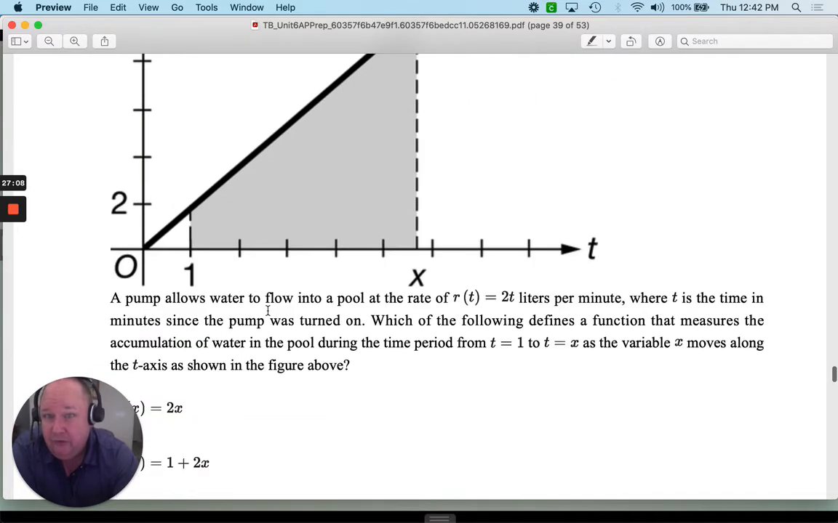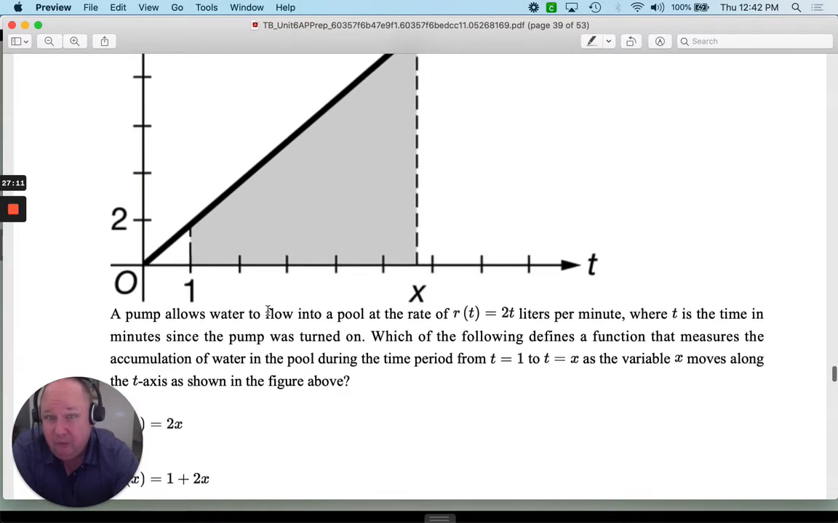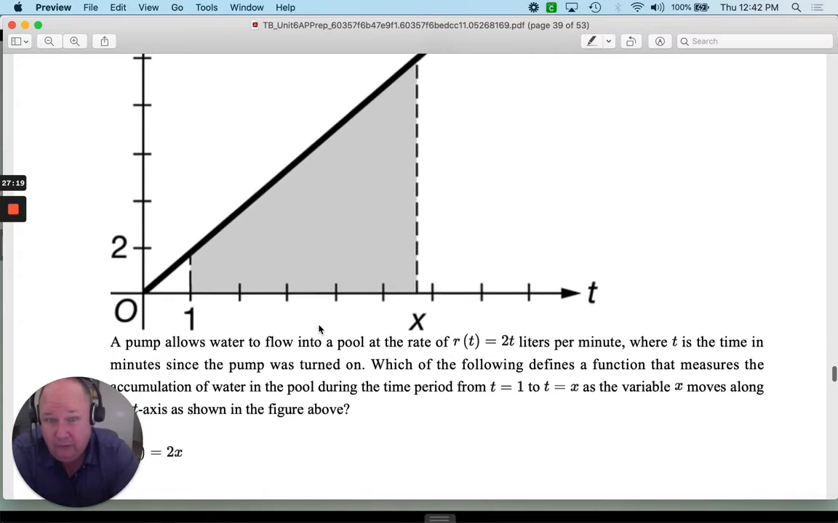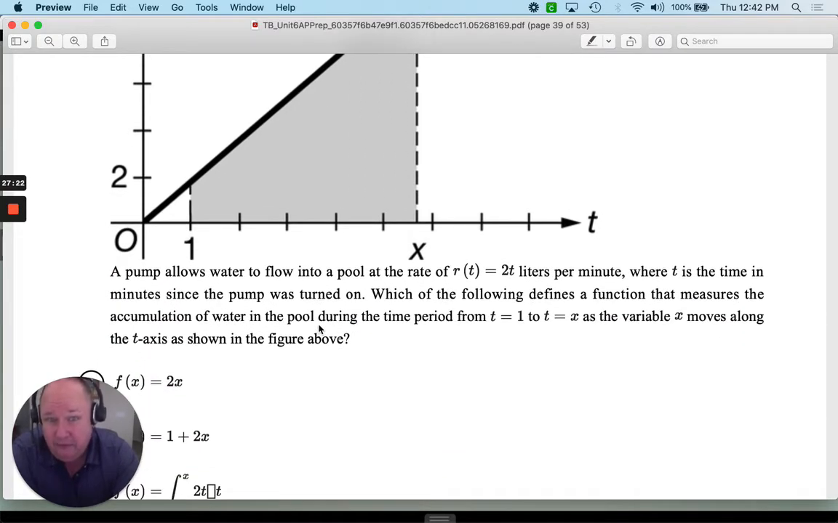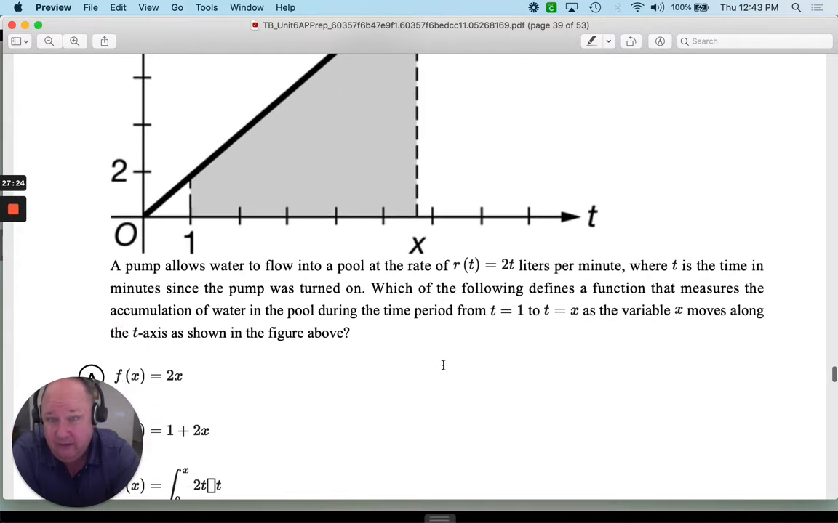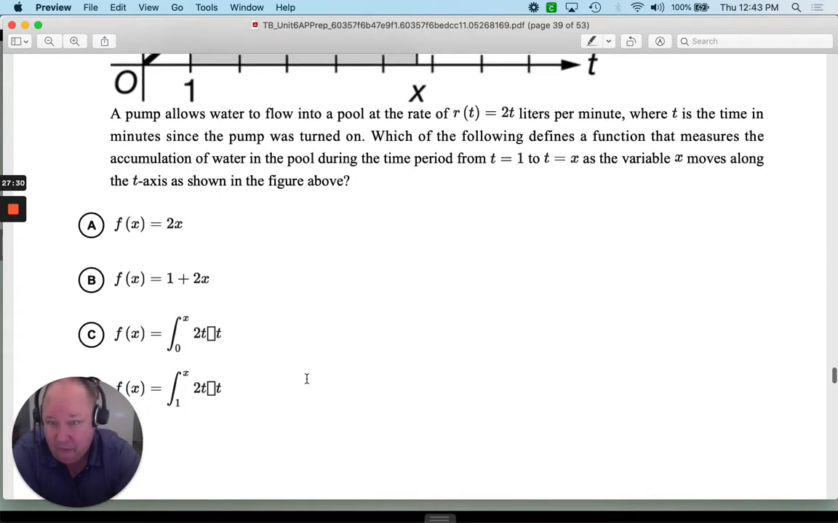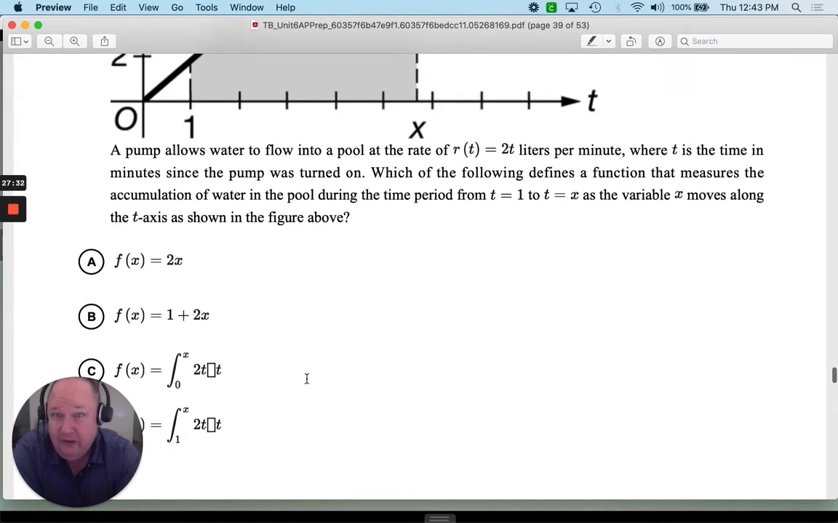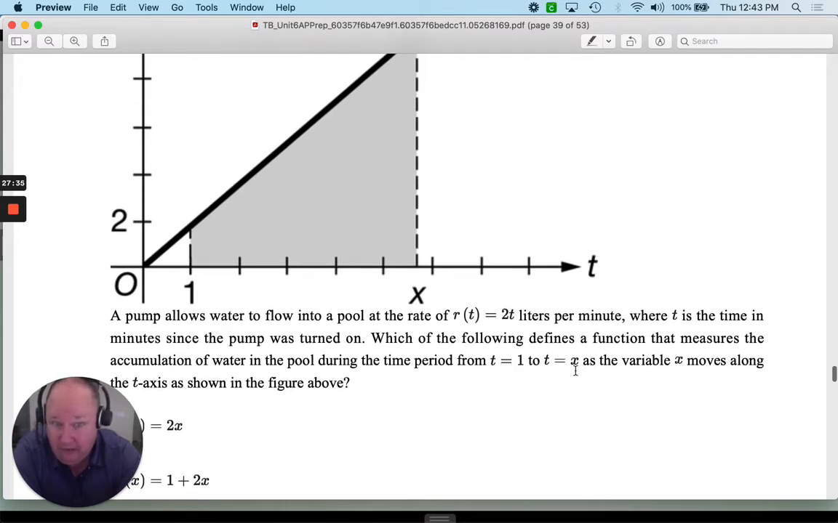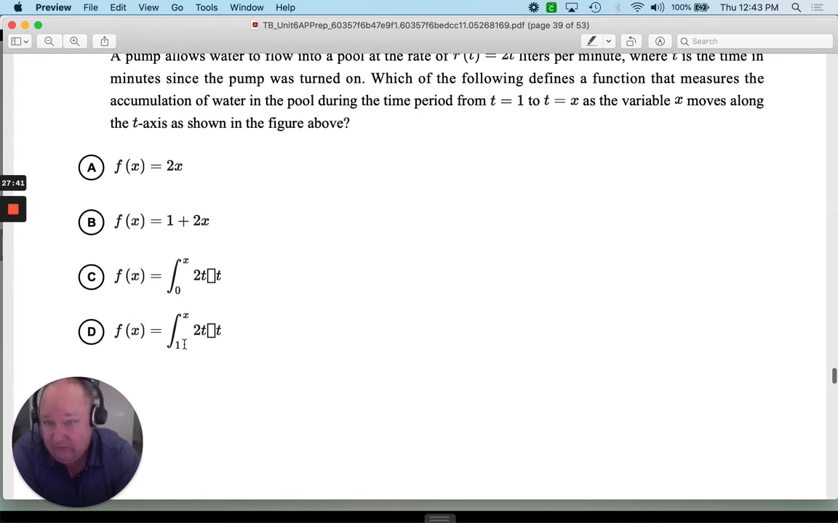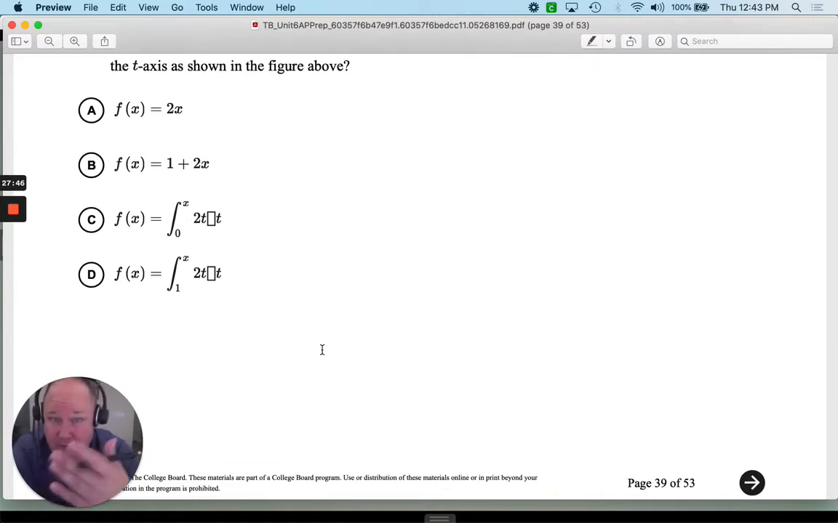All right, number 62. A pump allows water to flow into a pool at that rate, and they give you a graph of 2t, which is just a linear equation with the slope of 2. T is measured in minutes, and it asks which of the following defines a function that measures the accumulation of water? What accumulates from a rate is integration. So A and B are wrong. And you're integrating from 1 to x. So the only answer that is integration from 1 to x is D. That's the one that matches if you want to know the water that's been accumulated.